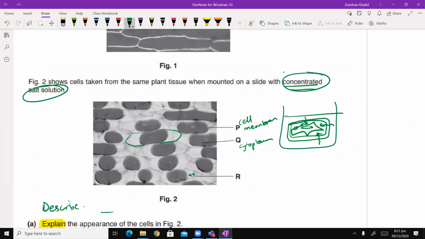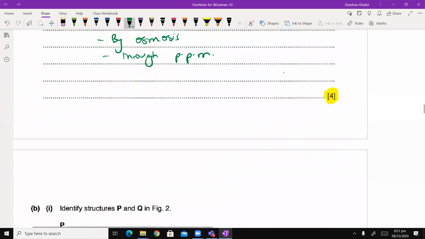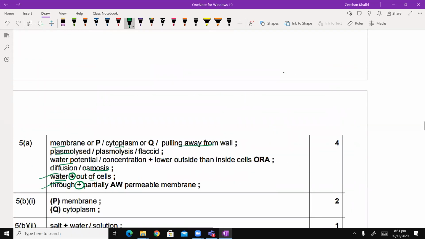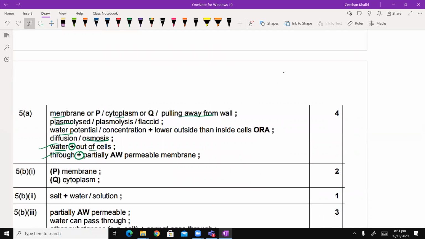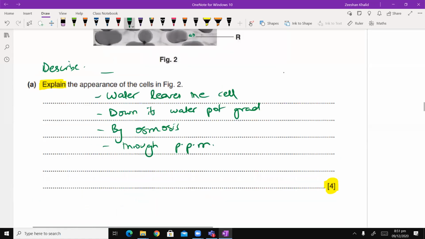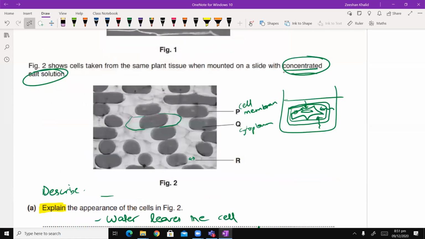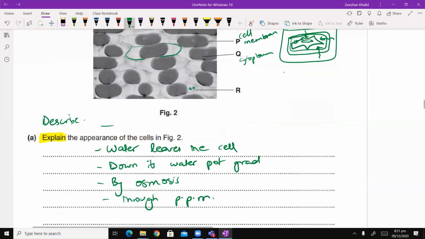Which solution do you think it will? Shabash, it will have concentrated salt solution. Yes, exactly. आप देखें कि उसने salt plus water या slash solution किया हुआ है. खाली water नहीं आपने लिखना because it's solution. Because as he's saying in the question, figure 2 shows cells taken from same plant tissues, mounted on a slide with concentrated salt solution. Okay, so that has to be mentioned.